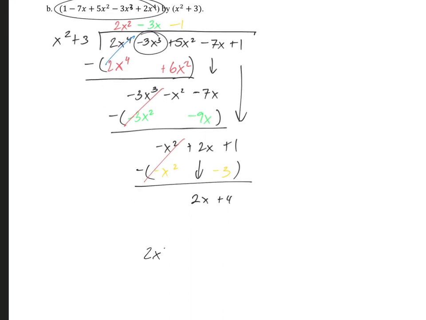And our answer is 2x squared minus 3x minus 1 plus 2x plus 4 divided by x squared plus 3.